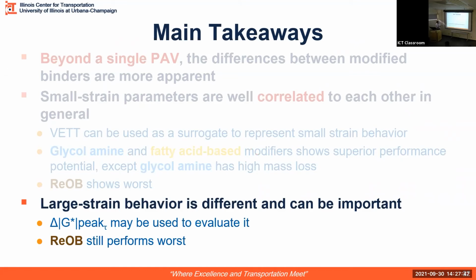Large strain behavior, again, is a little different from what we saw from the small strains, but it again picks up modifier K, which is an extremely stiff binder. But again, the ranking in terms of other modified binders was not well correlated to the small strain, which we don't expect.